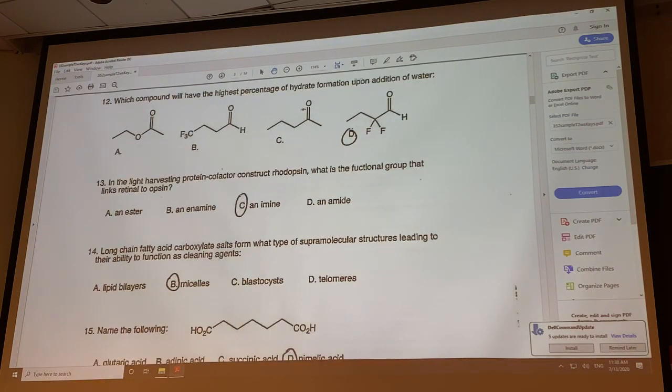Highest reactivity for hydrate formation. Aldehydes are certainly faster than ketones. And yeah, if you have electron withdrawing groups close to the carbonyl, like 2 fluorides, that'll make water adding faster here, okay? And it'll have the highest percentage at equilibrium. I don't know if this one will form the hydrate completely and be stable enough for isolation. Probably not. If you try to isolate that one, it'll probably reverse right back off.